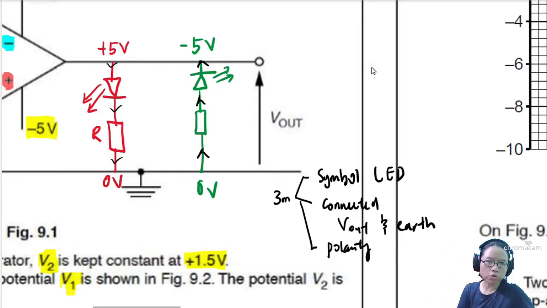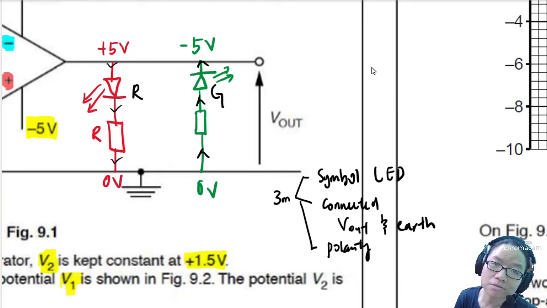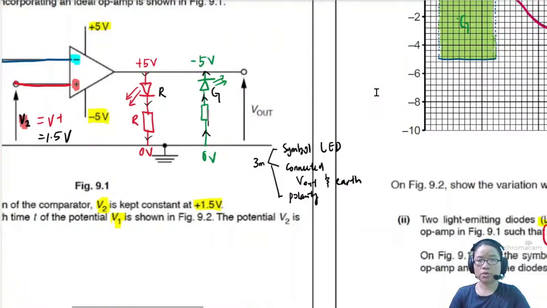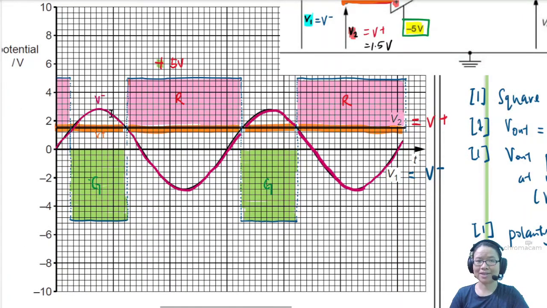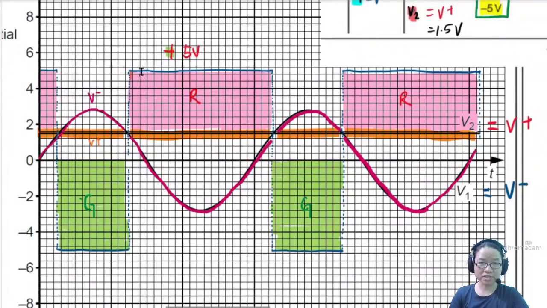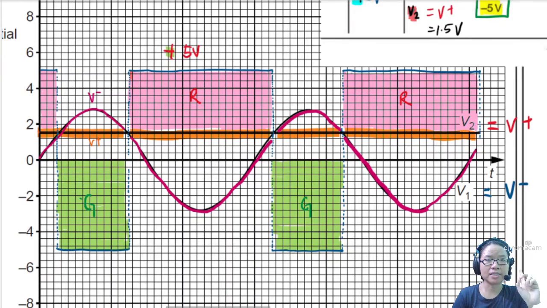Oh, miss, you forgot to label. Yes, I forgot to label. Better quickly label, because during exam, you ain't going to use color pen like me. You will use pencil. So please label R for longer, G for shorter. R is longer once again because I can tell that the output is positive 5. The output will stay positive 5 longer than it stays negative 5.